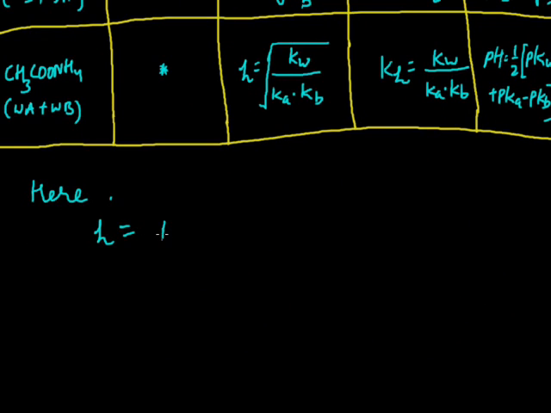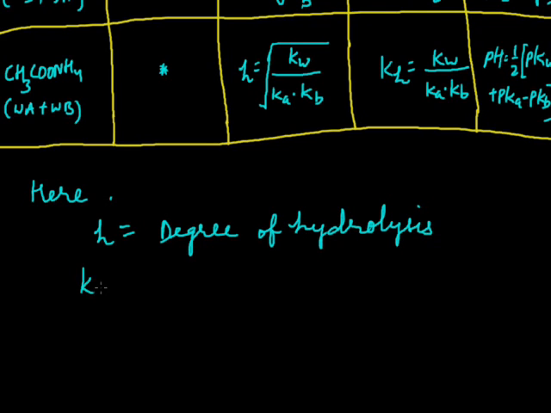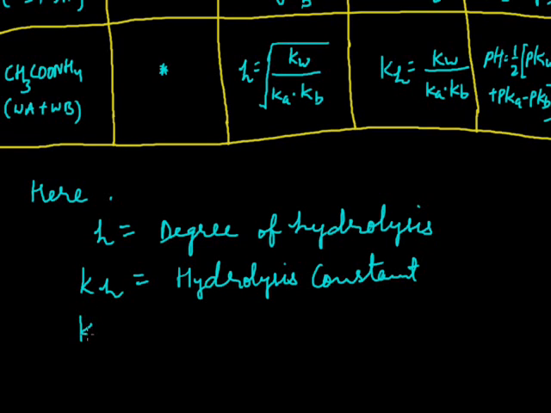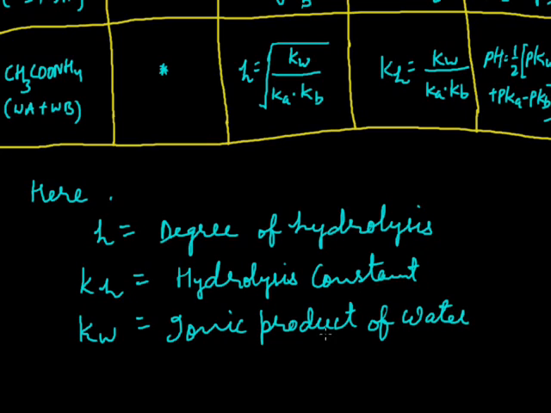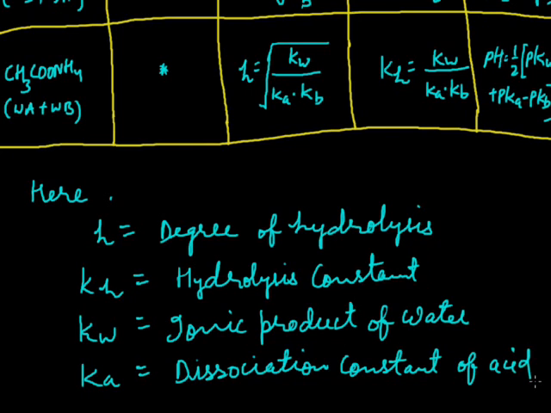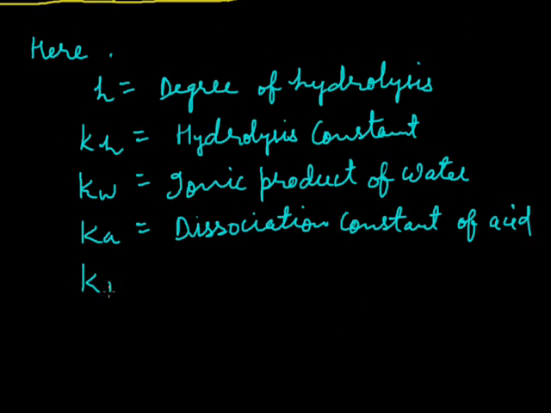Here h is the degree of hydrolysis, Kh is the hydrolysis constant, Kw is the ionic product of water, Ka is the dissociation constant of the acid, and Kb is the dissociation constant of the base.